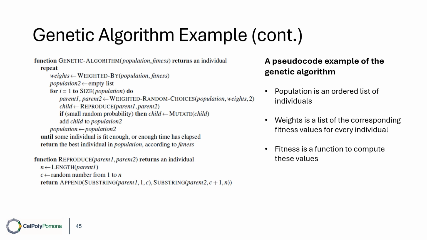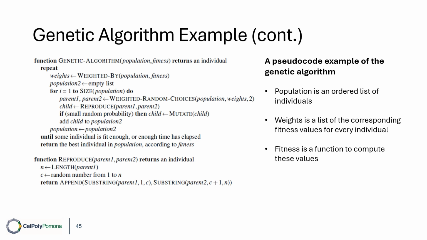Now, here's an example of the algorithm I just gave you an example of in pseudocode. The population is an ordered list of individuals. The weights is a list of corresponding fitness values for every individual, and the fitness is a function to compute how good these values are. To briefly summarize, our algorithm repeats until one of two conditions is met: a solution is fit enough based on the fitness function, or maximum time or iteration time is reached.